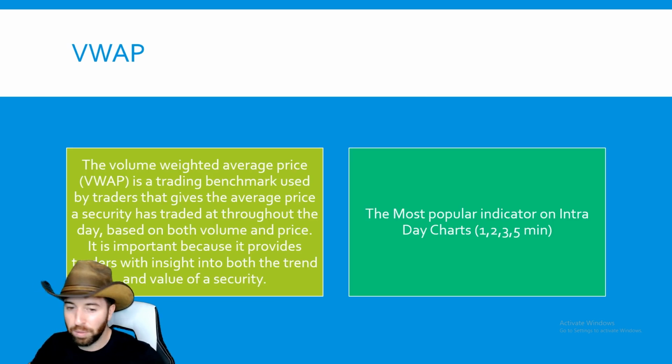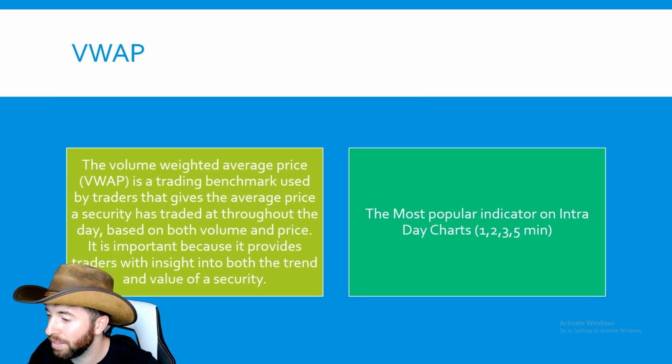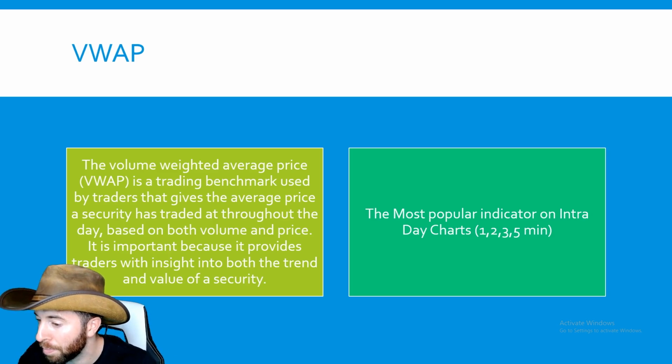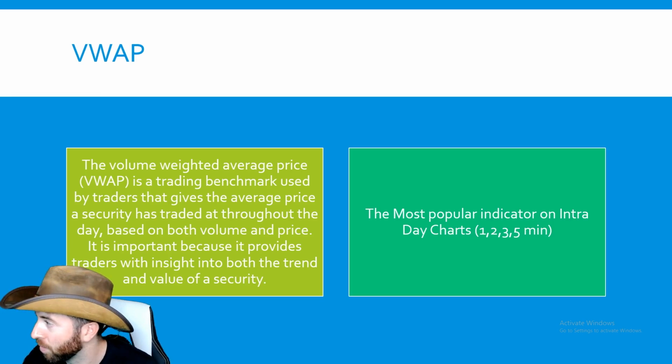Well, we already talked about the VWAP a little bit, right? The VWAP, volume weighted average price. It's the trading benchmark used by traders that gives the average price a security has traded at throughout the day, based on both volume and price. It is important because it provides traders with insight into both the trend and value of a security. Again, the most popular indicators are the intraday ones, which we talked about, the VWAP already.